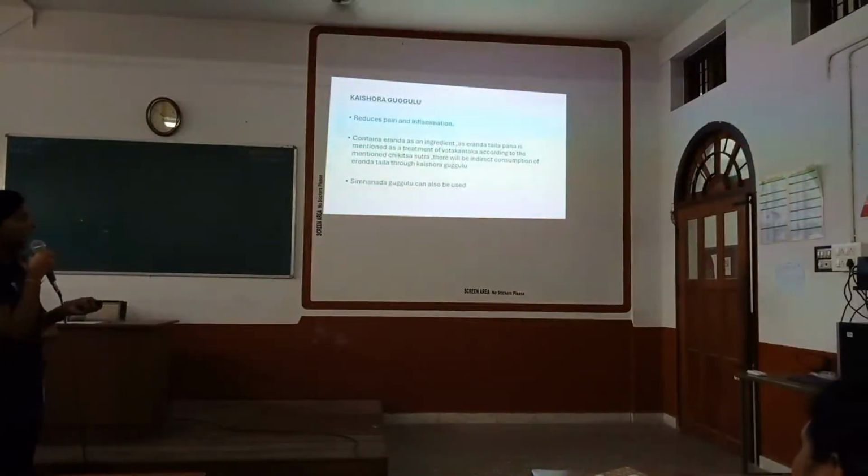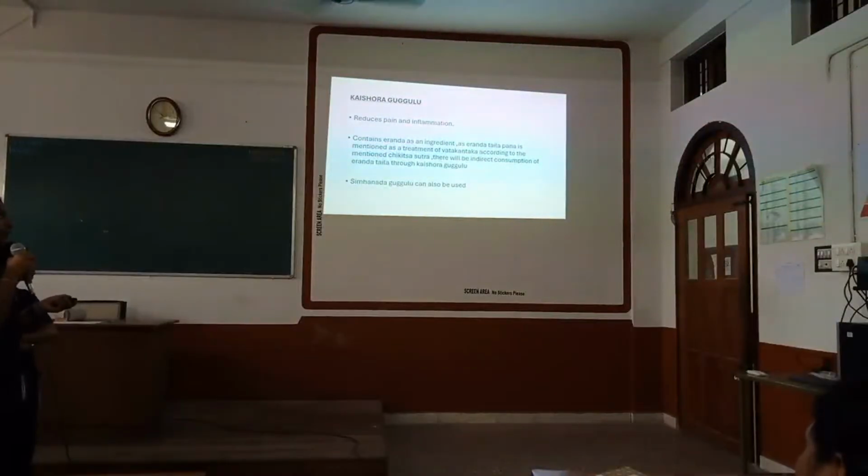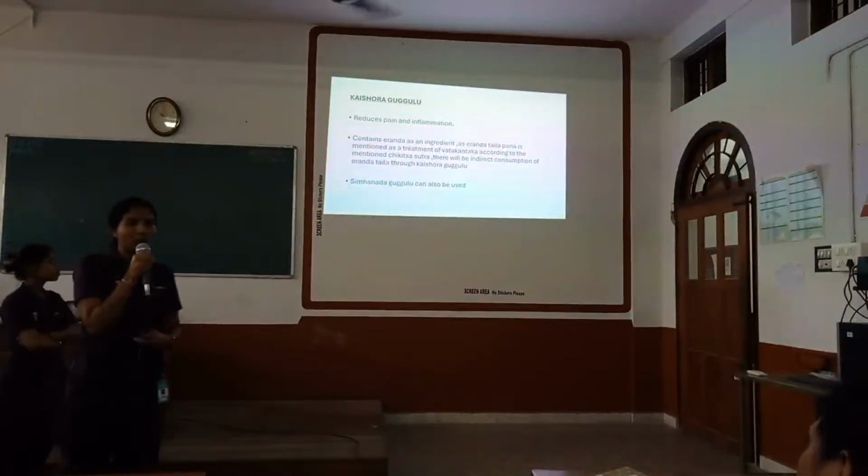The next one was Kaishora Guggulu. It reduces pain and inflammation. It contains Guggulu as an ingredient, as Guggulu Snehana is mentioned as a treatment of Vatakantaka. According to the mentioned Chikitsa Sutra, there will be indirect consumption of Guggulu through Kaishora Guggulu. Sinhanada Guggulu can also be used.